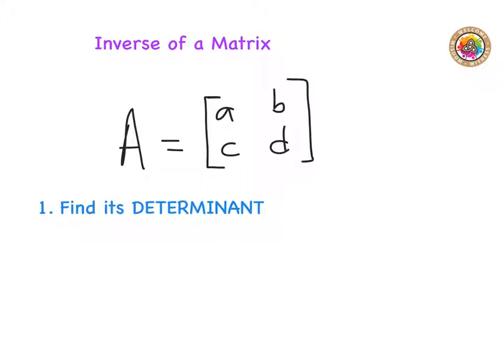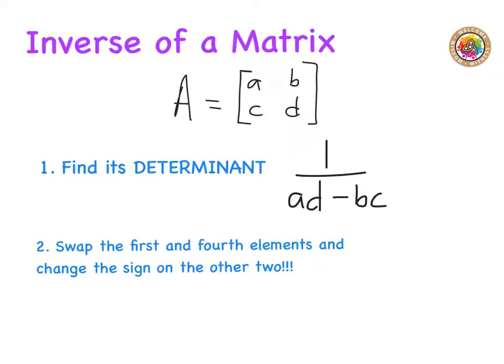It is 1 over, and we take the 2 diagonals and subtract them from each other. So AD is the first diagonal, and then we subtract the other diagonal from it, which is BC. Okay, so we'd have 1 over AD minus BC. So that's 1 over the determinant, AD minus BC. Our second step, so we swap the first and fourth elements and change the sign on the other two.